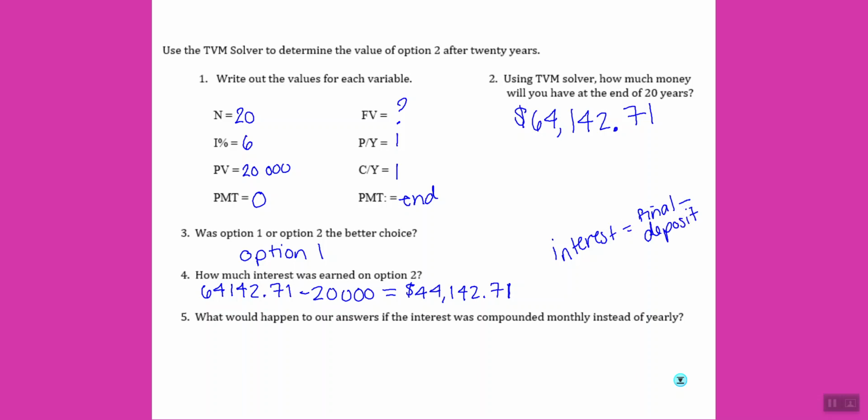What would happen to our answers if the interest was compounded monthly instead of yearly? Well, the more often you're putting interest into your account, the more money you're going to make. So we'd earn more money. So if instead of monthly, we did weekly, we'd make even more money. And if we did daily, we'd make even more money.